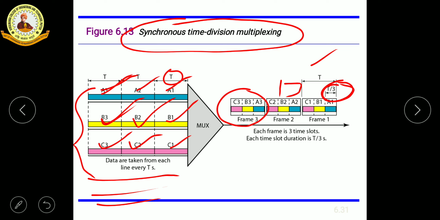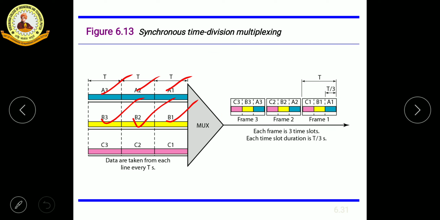In synchronous time division multiplexing, a round of data units from each input connection is collected into a frame. So what is a frame? A frame is a collection of a round of data units from each input connection. If we have n connections, a frame is divided into n time slots. Here we have 3 connections, so the frame is divided into 3 time slots, and 1 slot is allocated for each unit, one for each input line. If the duration of the input unit is T, the duration of each slot is T by n, and the duration of each frame is capital T. The data rate of the output link must be n times the data rate of the connection to guarantee the flow of data.